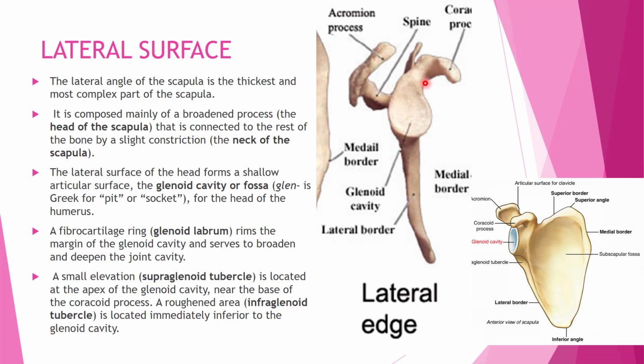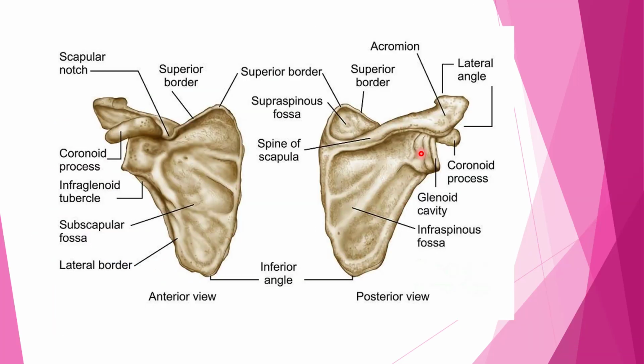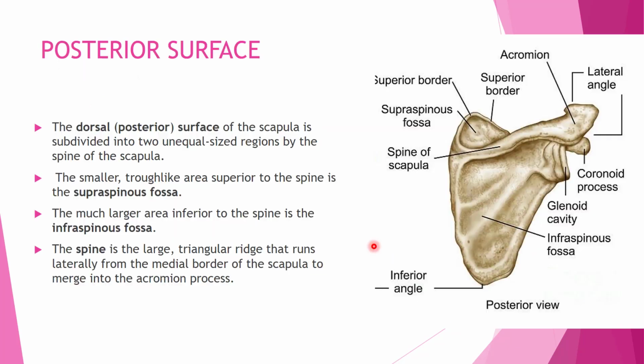The biceps is the muscle of the anterior compartment of the arm, and the triceps is the muscle of the posterior compartment of the arm. See here in this diagram, you can see the superior angle here, and this is the lateral angle where the glenoid cavity is present, and this one is the inferior angle. This is a very good diagram in which you can learn all features of the scapula.